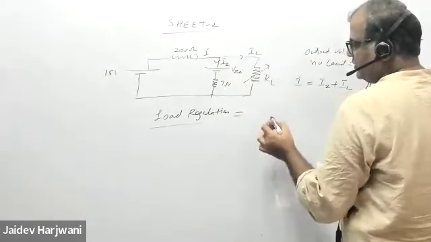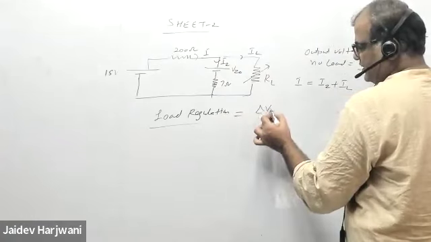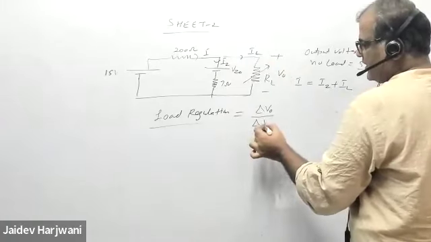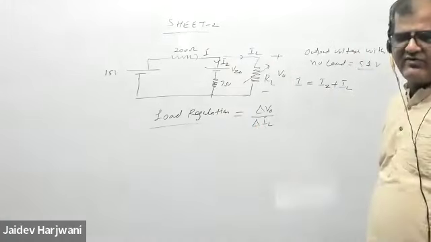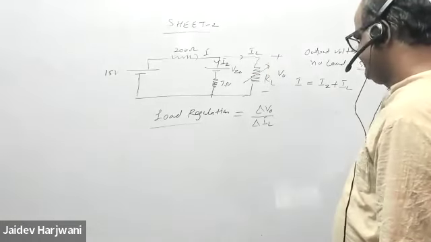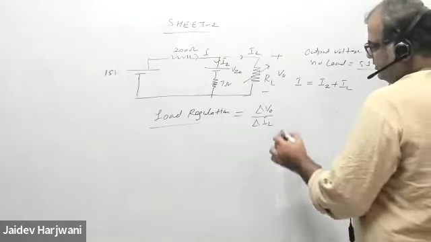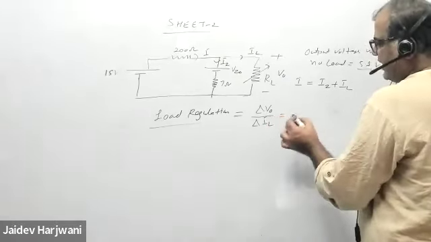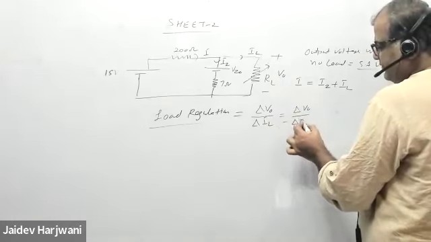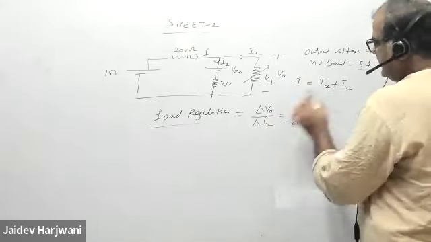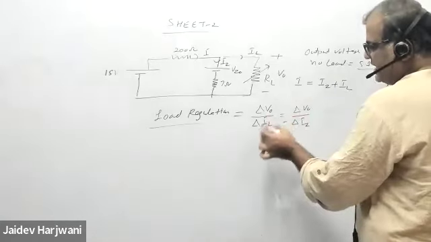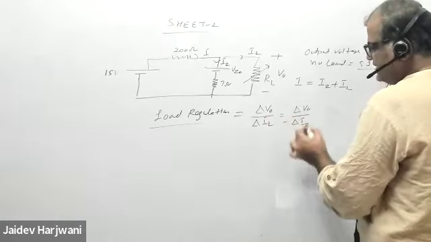So load regulation is the change in output voltage with change in the load current IL. The load current varies because of the variation of load resistance. This is your delta IL. Now, delta IL will be minus delta IZ, because if IL increases, IZ will decrease. If this decreases, this will increase. So a change in IL will always be the negative of the change in IZ.